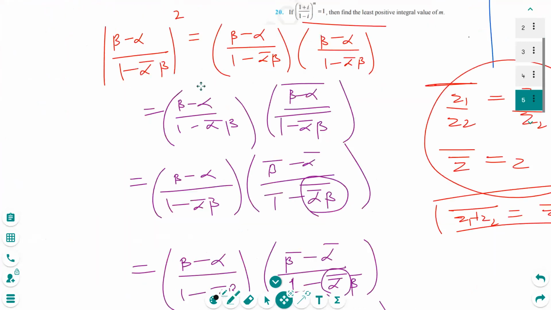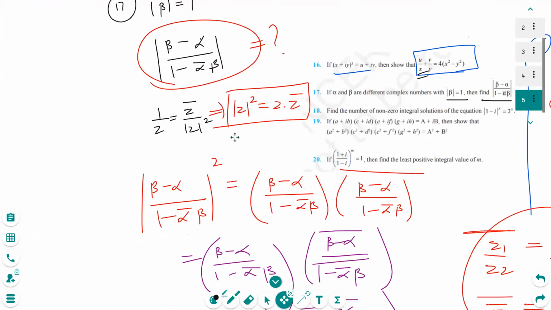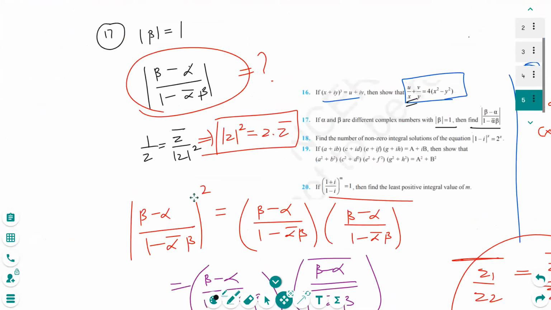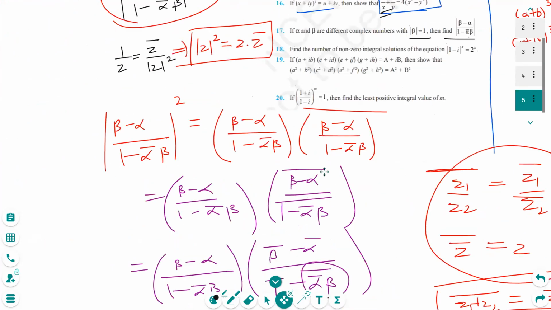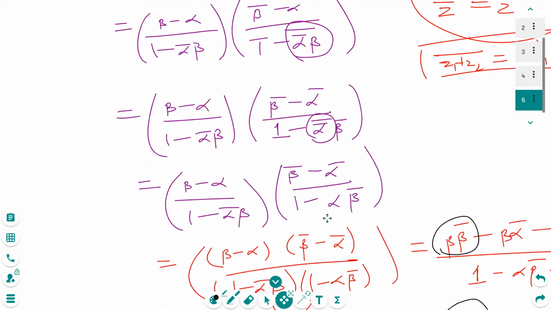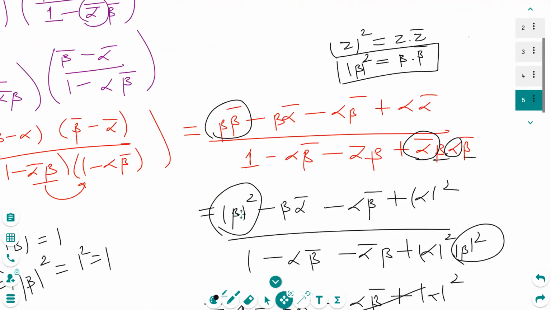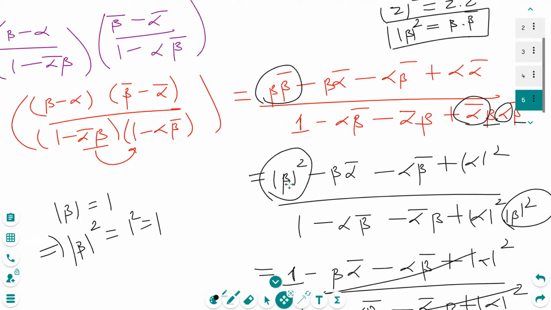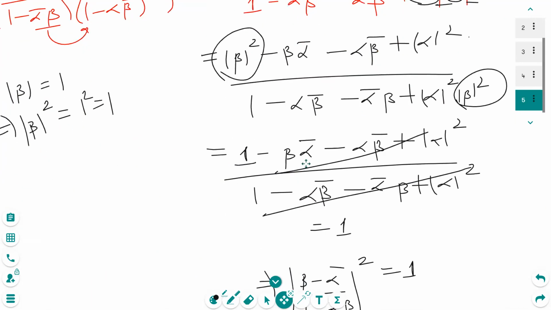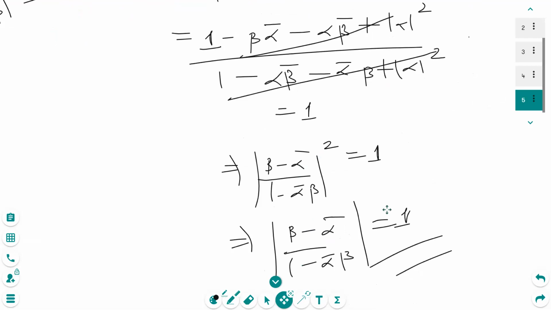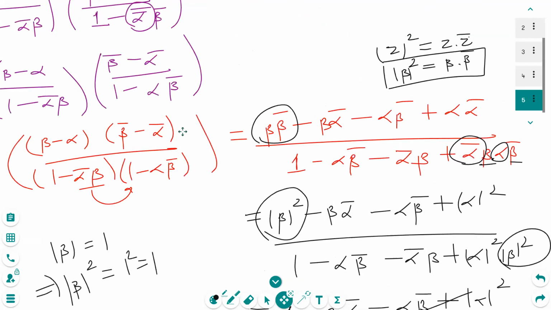Let's go through it again. We can use this property: we calculate the modulus square first, that is z times z conjugate. Then we use the properties of conjugate, and then we multiplied with each other. We tried to make the numerator and denominator the same by putting the value of beta modulus square, that is 1. It cancelled out and we got 1. Then modulus square is 1, so modulus is 1. Is this clear?